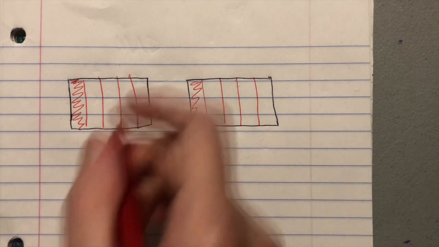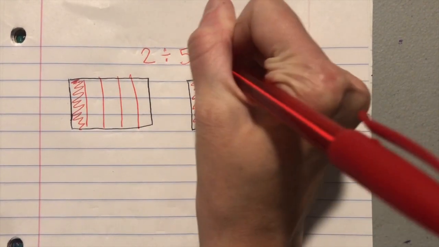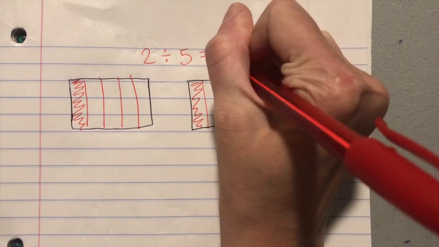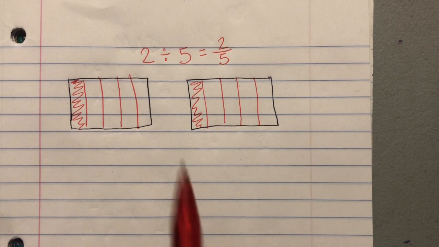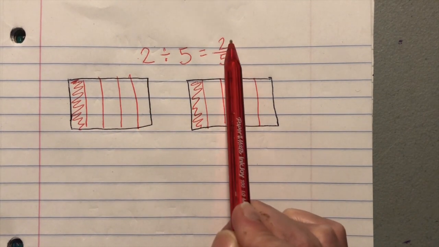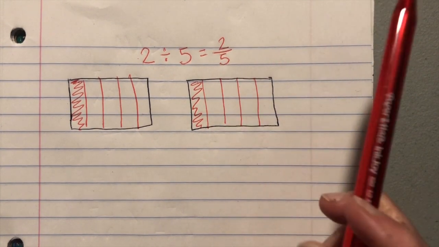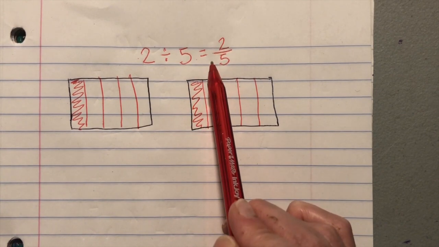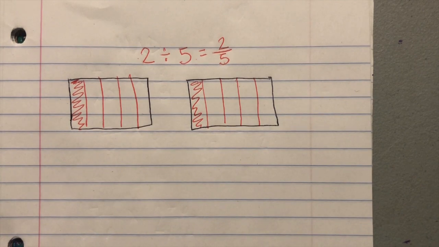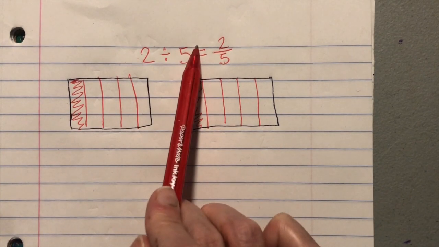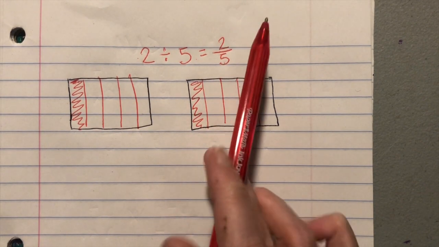So what is this drawing saying? It's saying 2 whole loaves split between 5 people equals 2/5. All you need to do is take the dividend, put it on top, and put the divisor on the bottom. Remember that fraction bar is the division symbol. So 2 divided by 5 equals 2/5. That's literally all you're doing today. Taking a division problem, turning it into a fraction. That's it.